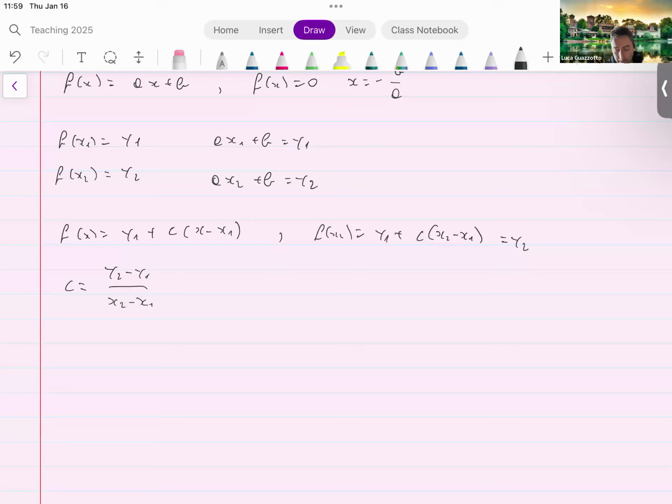Which of course I could have remembered, but why remember anything if I can figure it out in one moment? Okay, so f of x is equal to y1 plus y2 minus y1 over x2 minus x1 times x minus x1. And then I set this equal to 0.